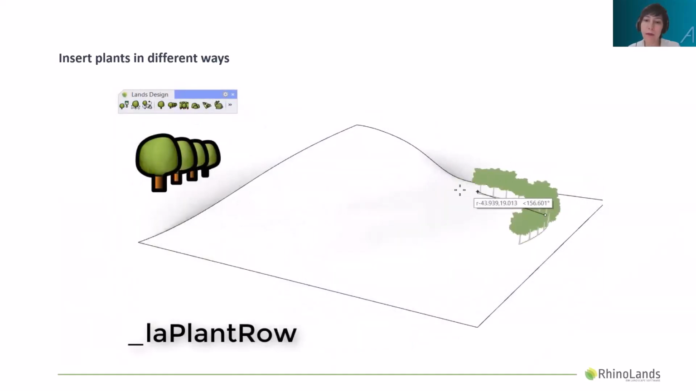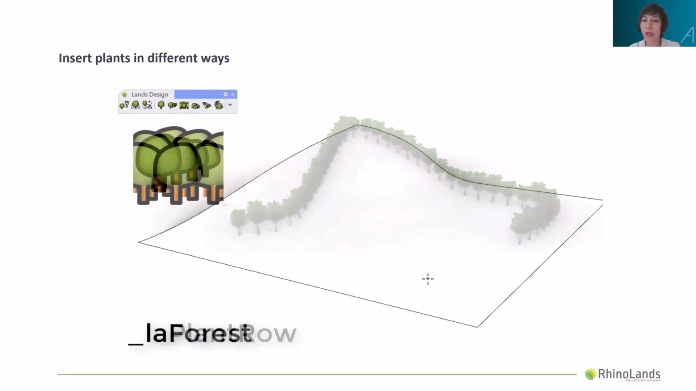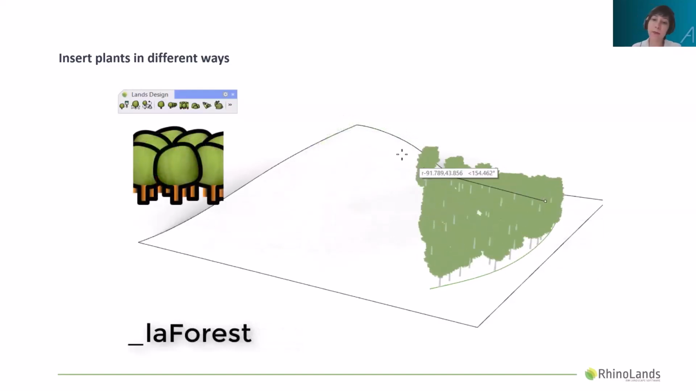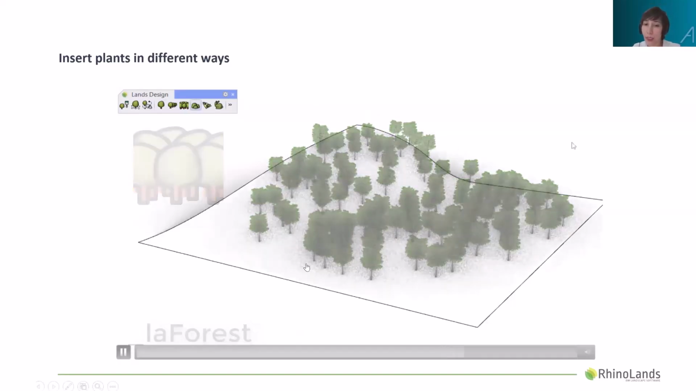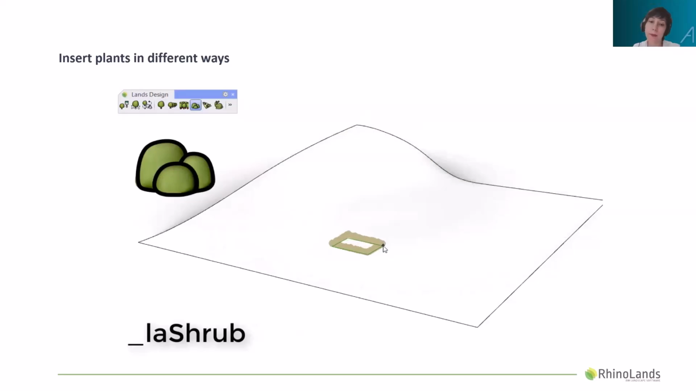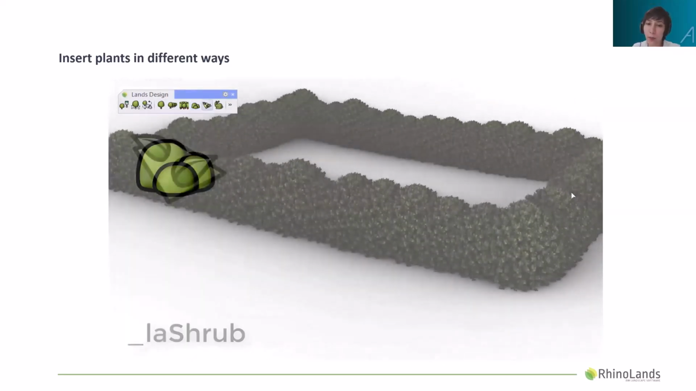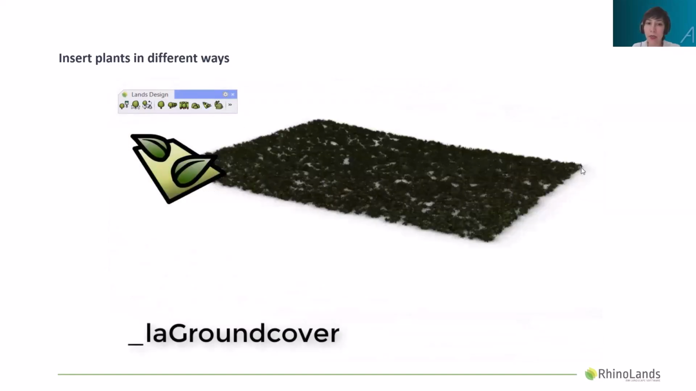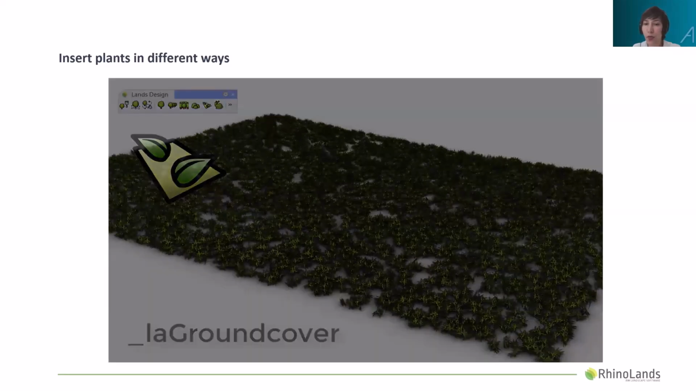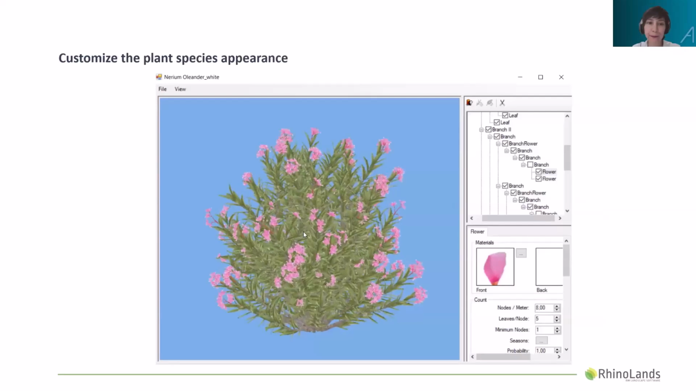Then we can draw a line or a row of plant species with different combinations of plant species, or generate a group of plants, again, by indicating the distance and combination of species. We can insert a group of shrubs by indicating the number of units per square meter or per linear meter. And in the same way, we can insert ground covers, which are small plants used per square meter.